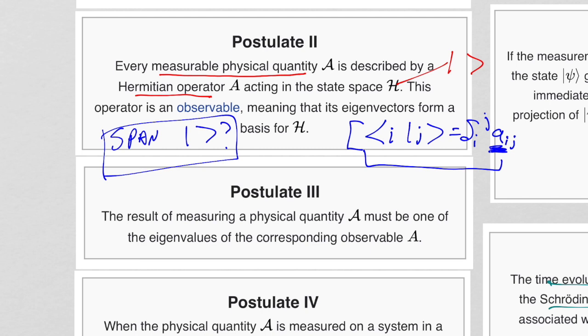We just go with the postulate that if you're an observable, meaning you're a Hermitian operator associated with a measurable physical quantity, the eigenvectors of that observable form this basis. And that's good. I mean, at least we are guaranteed orthonormality straight up. We're guaranteed orthogonality straight up. We're also guaranteed orthonormality too, but we'll talk about that hopefully later.